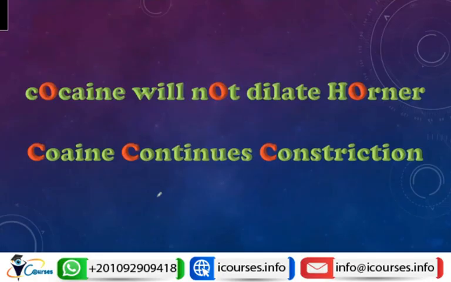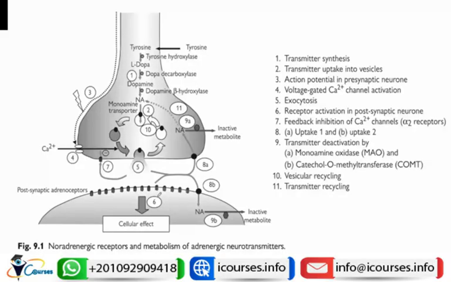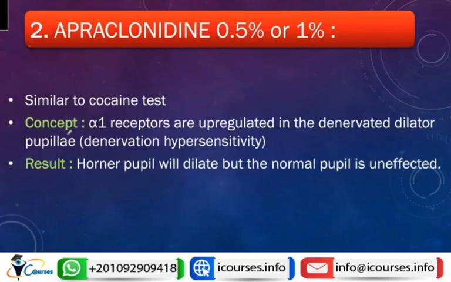So this will be the first test to diagnose Horner syndrome. And as I told you, it is not done, but we need to know its physiological principle. Here is the same process again. The second test is called apraclonidine. So what is apraclonidine? Apraclonidine, in concept or value, is similar to the cocaine test. It will diagnose Horner syndrome, but the result will be the reverse of the cocaine test.